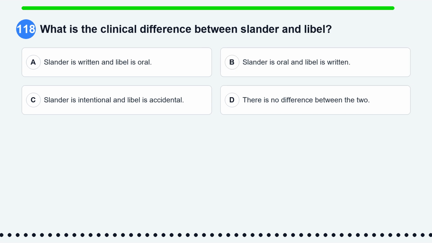Question 118. What is the clinical difference between slander and libel? Option A, slander is written and libel is oral. Option B, slander is oral and libel is written.